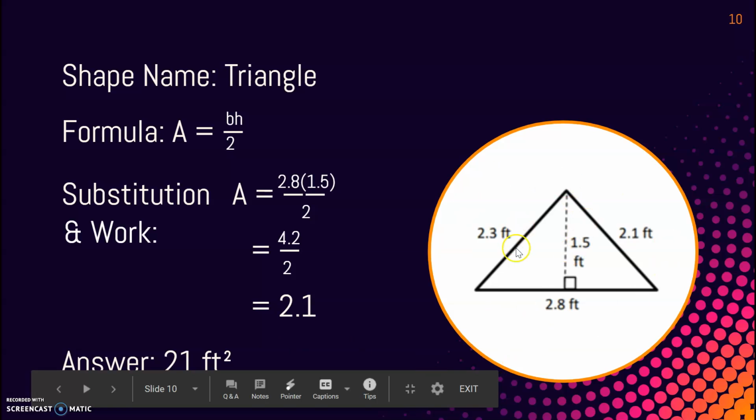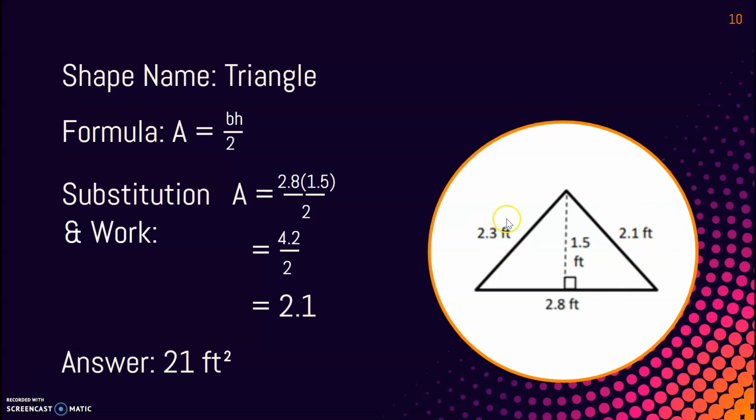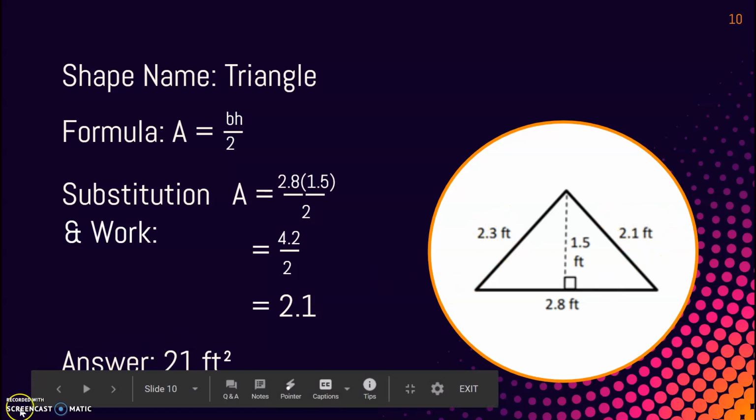Now notice on this one, it gives us a lot of extra numbers here. And the only two numbers we actually need are these two right here, 2.8 and 1.5. This 2.1 should be gone and 2.3 should be gone.